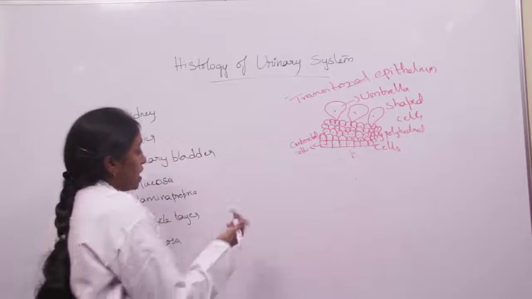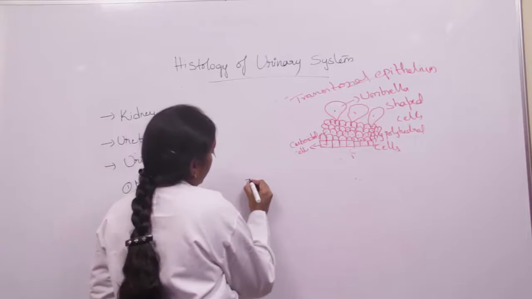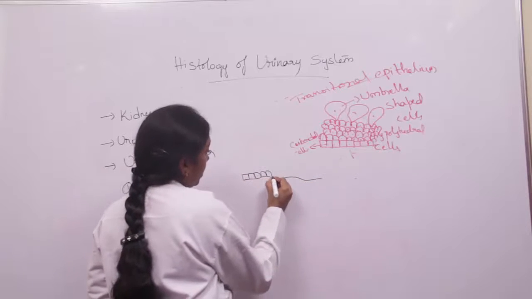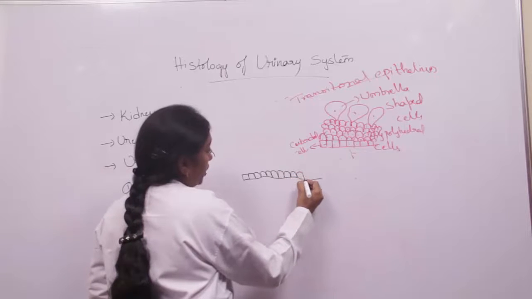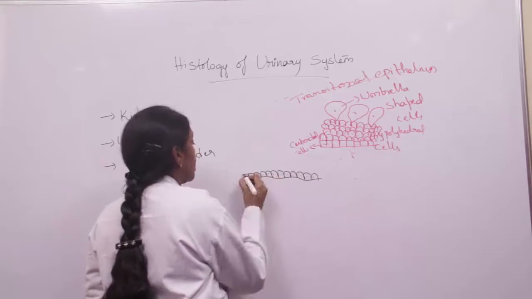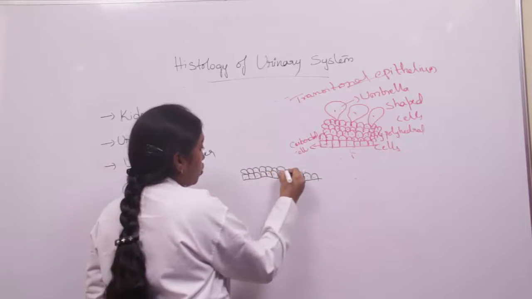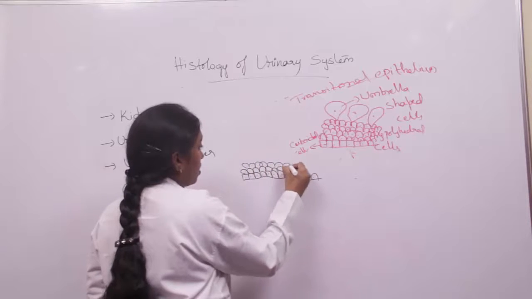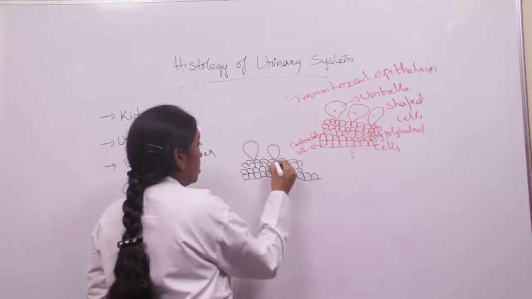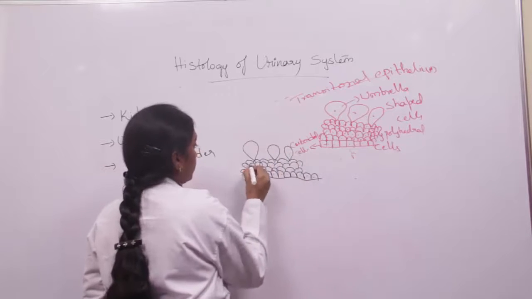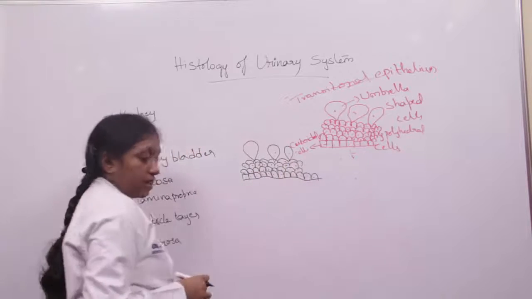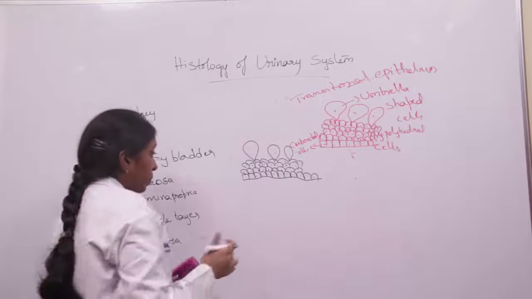Okay, coming to the mucosa of the urinary bladder, it is lined by transitional epithelium, because the transitional epithelium is the characteristic epithelium of the urinary system. It consists of lower cuboidal cells, upper 3 to 4 layers of polyhedral cells, and outer umbrella shaped cells. That is a characteristic feature of the transitional epithelium.